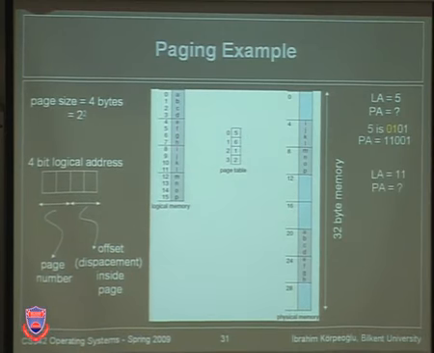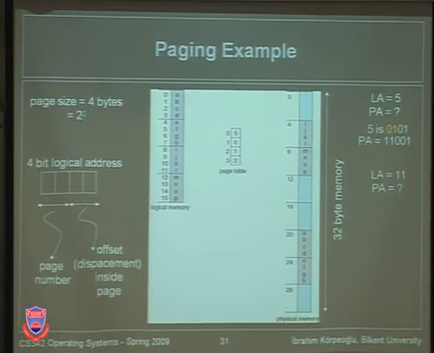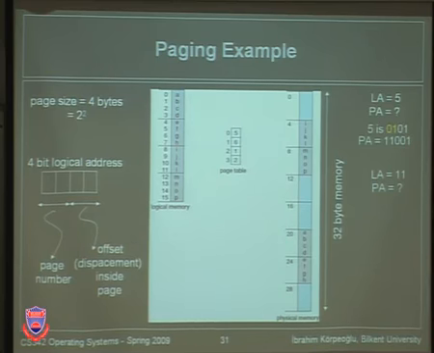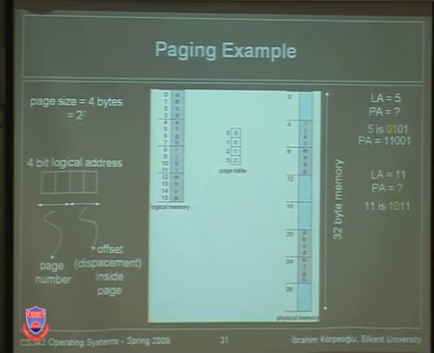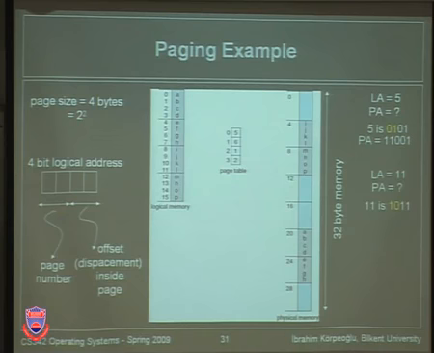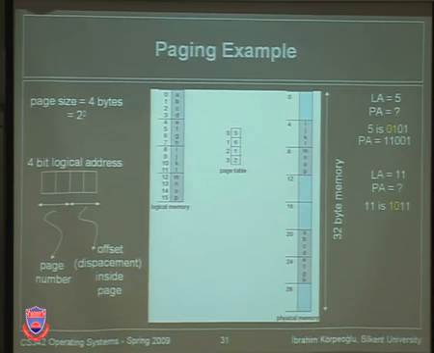Assume we have a logical address which is 11. What is the corresponding physical address? In binary, 11 is 1011. Can you tell me which page it is in? 11 is 1011. What is the page number? 2, right? What is the corresponding page frame number? Page frame number 1, right? So in the physical address, the page frame part will be 001.